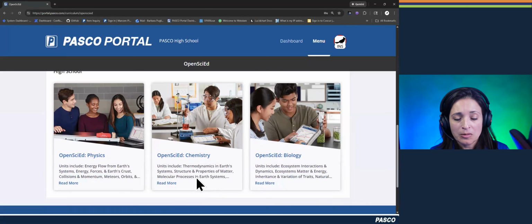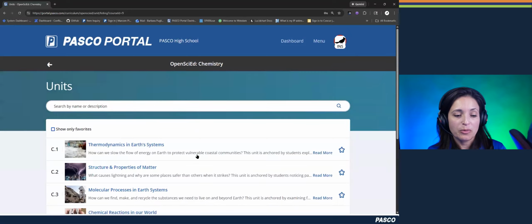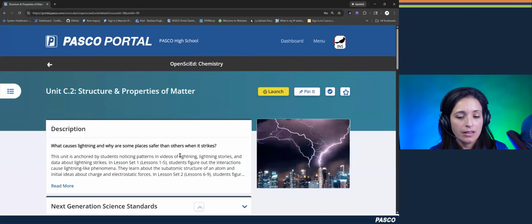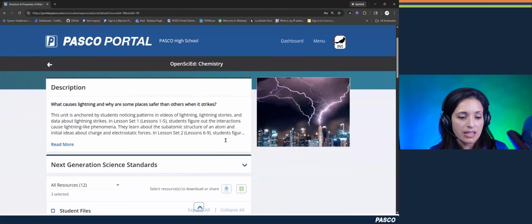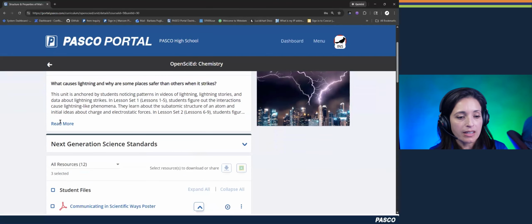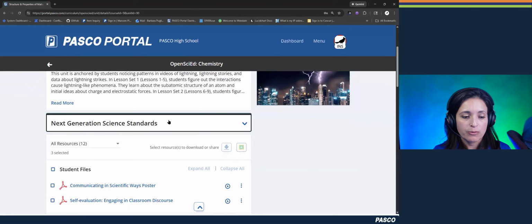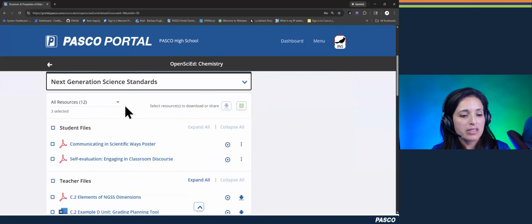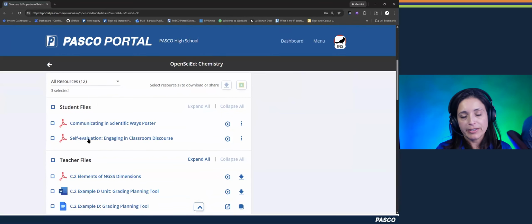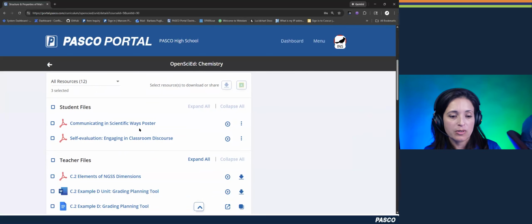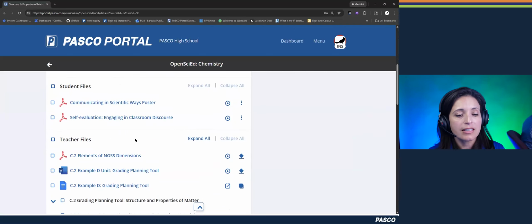So I'm going to go to chemistry to show you where we were just at here in Unit C2, Structure and Properties of Matter. The question that we were investigating: what causes lightning and why are some places safer than others when it strikes? That is the overview of what we're learning in the unit here. Then the NGSS standards for the entire unit. And then you'll see here, there are some unit-wide useful resources like the Communicating Scientific Ideas poster, which is often referenced when students are talking to each other and sharing ideas.